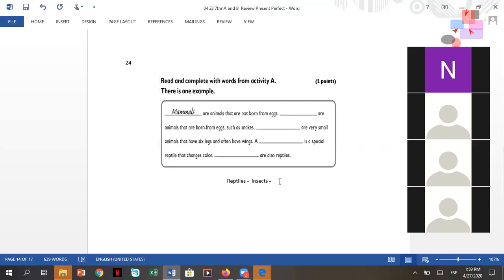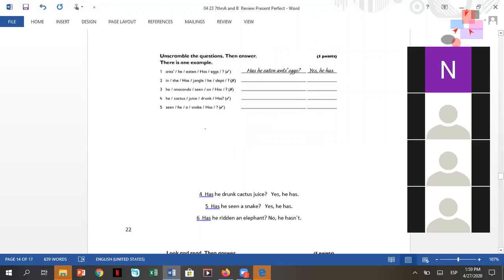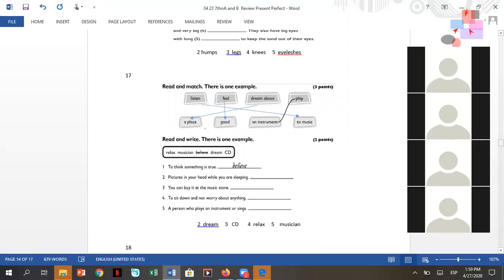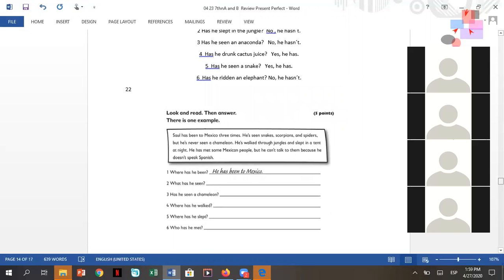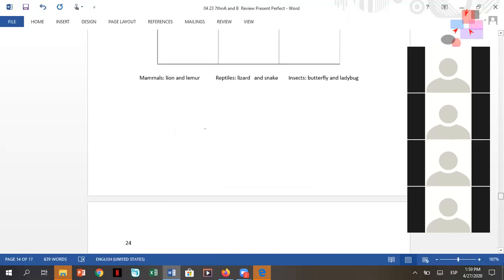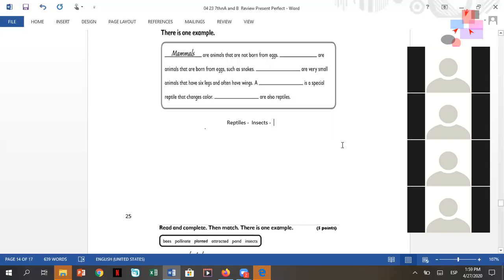Wait a minute. Who is up now? Teacher, can I say it? Okay. Next one. Me, Valeria. A chameleon is a special reptile that changes color. Chameleons are also reptiles. Where was it? Oh, here. 24. What is the word exactly? Please say it again. A chameleon is a special reptile that changes color. Thank you, Vale. The last one.